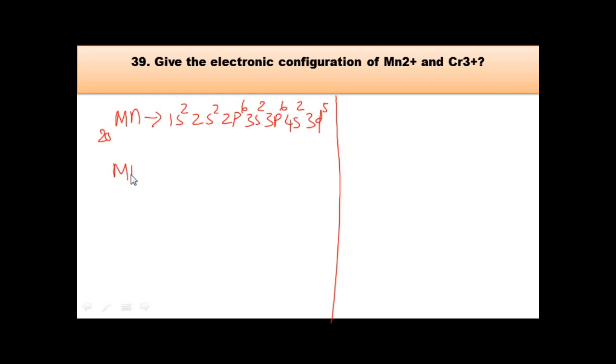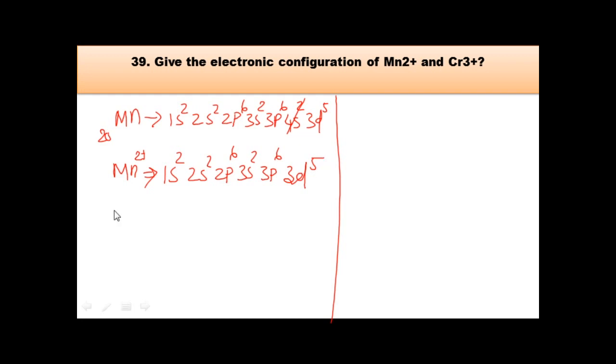What is Mn2+? 2+ means loss of 2 electrons from the outermost. Which one is the outermost? 4s is the outermost. So the 2 electrons are lost from the outermost. So the configuration is 1s2, 2s2, 2p6, 3s2, 3p6, 3d5.